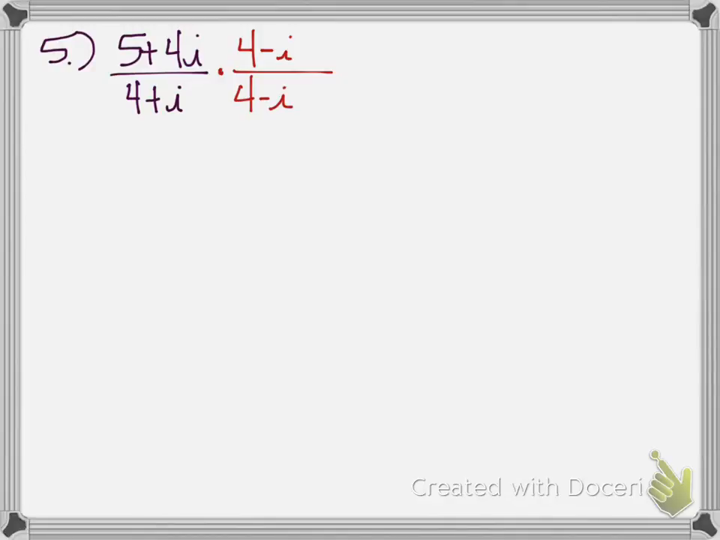Now remember, these are groups. So I actually have 2 FOIL problems here. I have to FOIL the top, and I have to FOIL the bottom. So I'm going to have 4 terms on the top, and I'm going to have 4 terms on the bottom, and I'm going to try to simplify if I can. So I actually want to start with the denominator because I want to show you why we multiply by the conjugate. Why do we change the sign?